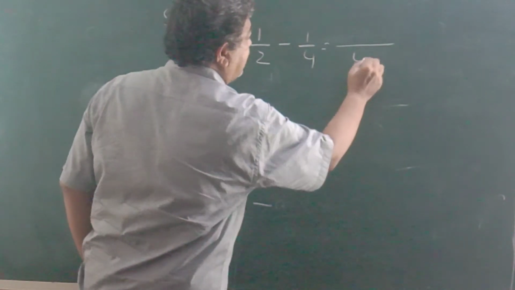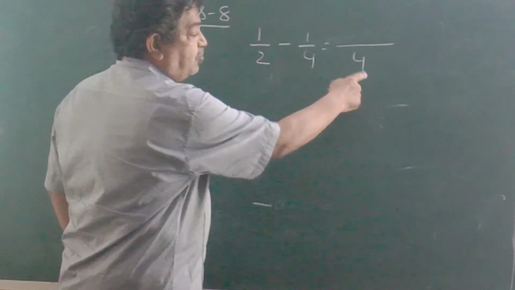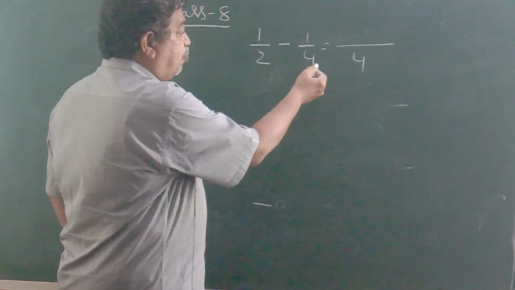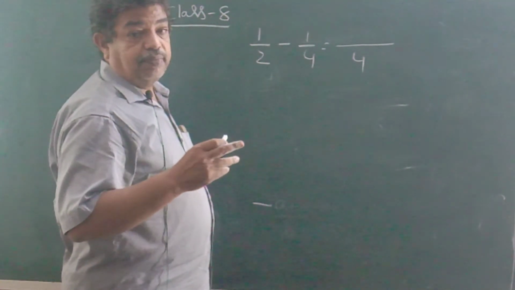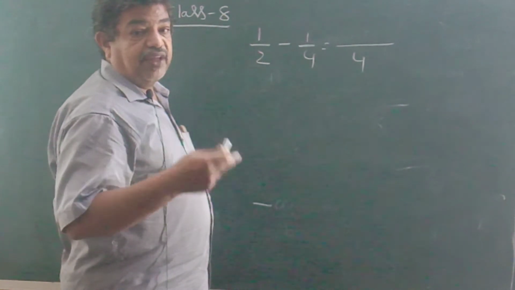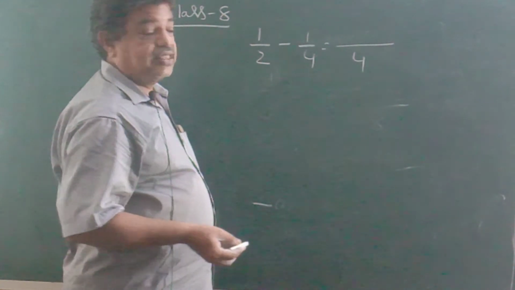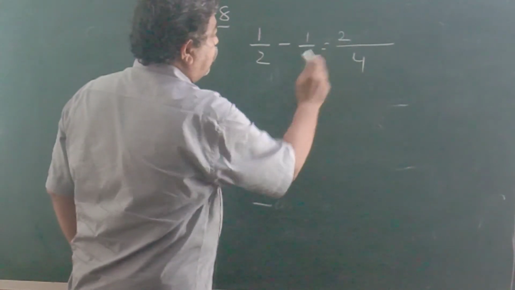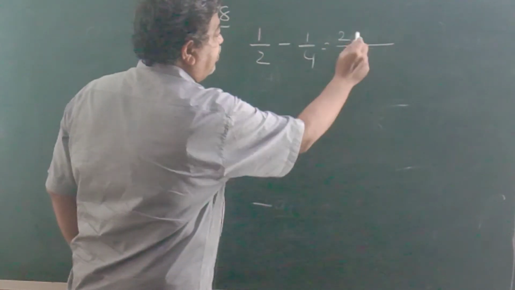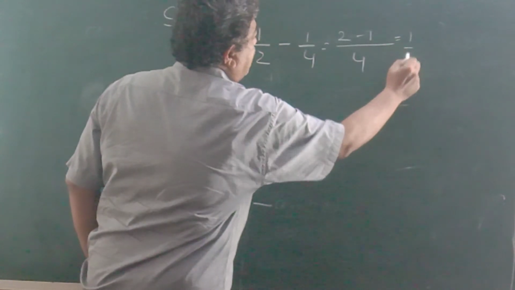1 by 2 minus 1 by 4. What is the LCM we can take? The LCM of 2 and 4 is 4. Why is it 4? 4 is a multiple of 2. Therefore, whenever you have denominators where one number is a multiple of the other, the bigger number is considered to be the LCM. So 2 divides 4, 2 times; 2 into 1, 2. 4 divides 4, 1 time; 1 into 1, 1. So 2 minus 1 equal to 1 by 4.